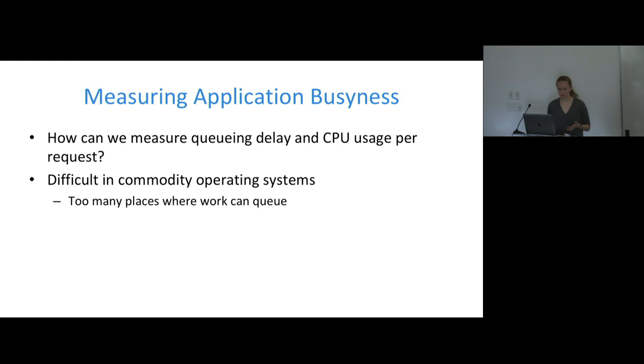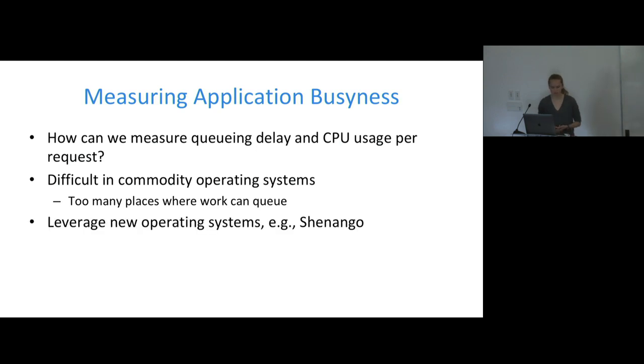But fortunately, Shenango provides a solution to this problem. Shenango and some other recent systems have visibility into thread and packet queues, as well as into the number of cores used by each application. So they can easily estimate both CPU usage and how much queuing delay an application is incurring.